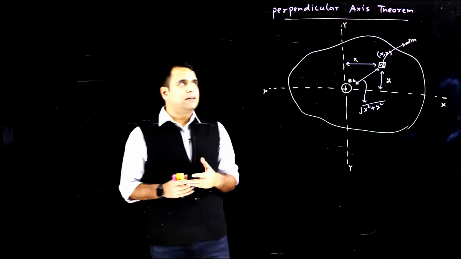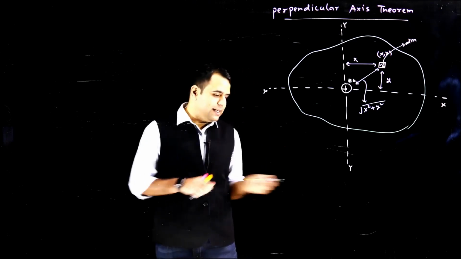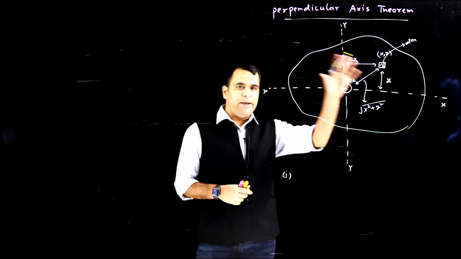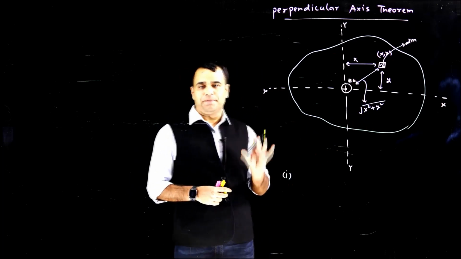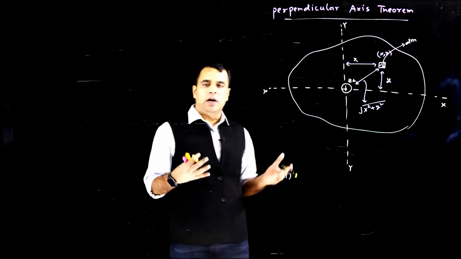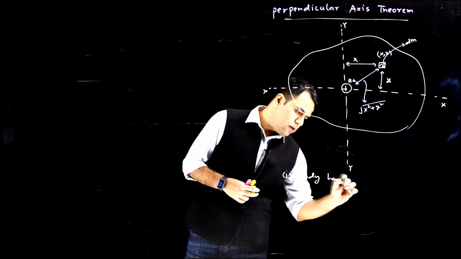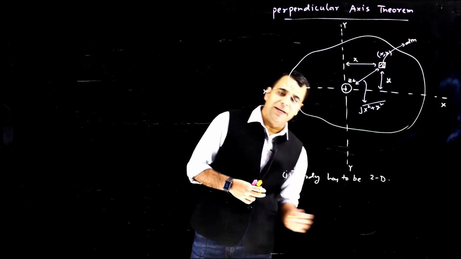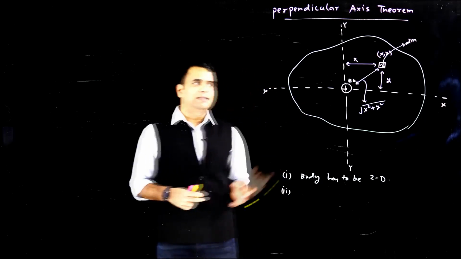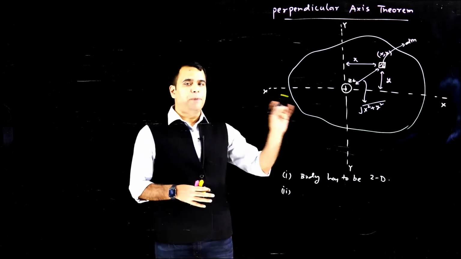Now, before applying this theorem, there are certain conditions this theorem requires. The first condition required for this theorem to be true is that the body we are talking about has to be planar. So this body has to be a 2D body. We cannot apply this theorem in the case of a 3D object. The body has to be two-dimensional, meaning it has to be a planar body. The second condition is regarding the axes. The three axes we are taking have to be mutually perpendicular.